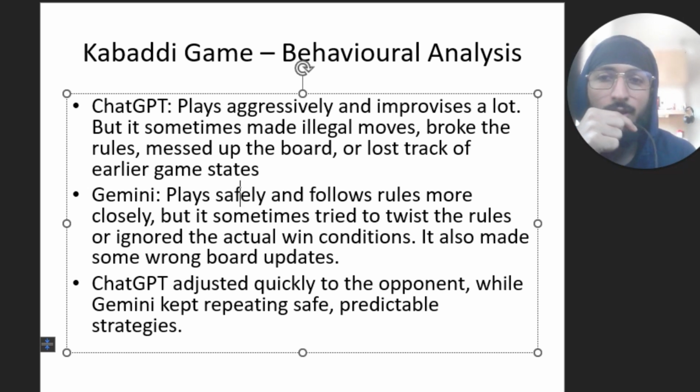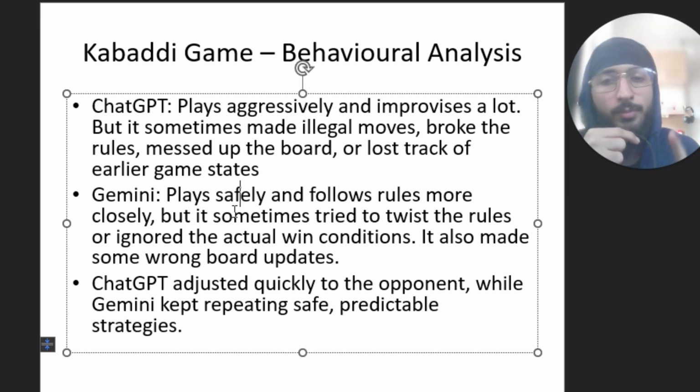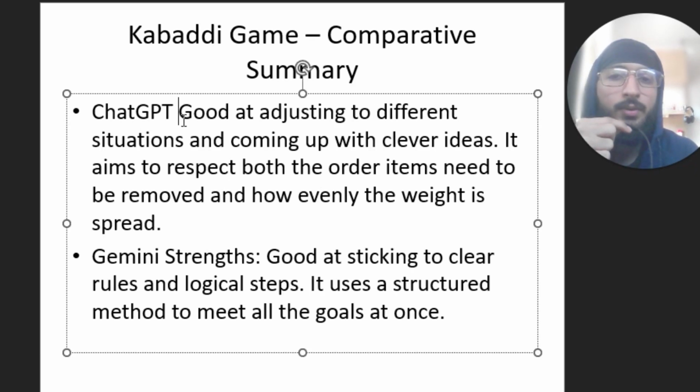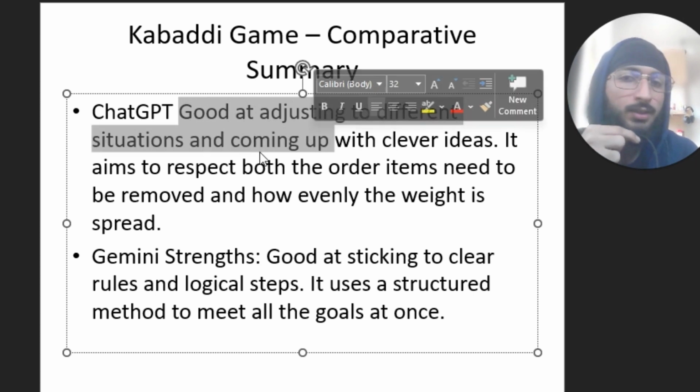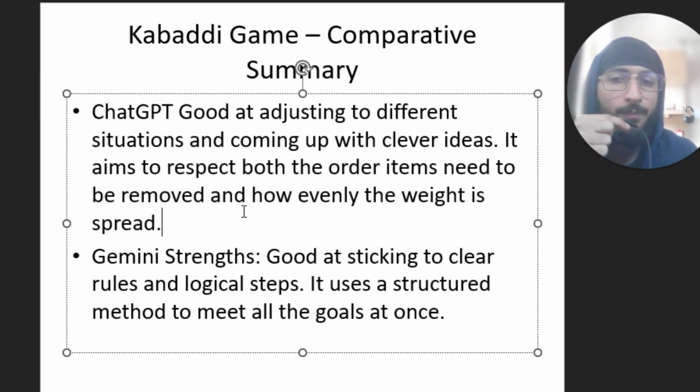So the behavioral analysis first. ChatGPT plays aggressively and improvises a lot, but it sometimes made illegal moves. It broke the rules, messed up the board, or lost track of earlier game states. As for Gemini, it played safely and followed the rules more closely than ChatGPT 5, the free model. But it sometimes tried to twist the rules or ignored the actual win conditions, and it also made some wrong board updates. ChatGPT adjusted quickly to the opponent, while Gemini kept repeating safe, predictable strategies. And ChatGPT was good at adjusting to different situations and coming up with clever ideas.